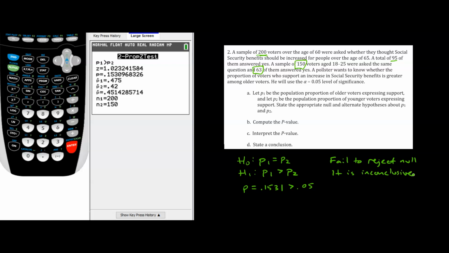And our conclusion would be that it is inconclusive whether the proportion of voters who support an increase in Social Security benefits is greater among older voters. So I'm just going to say it is inconclusive, but again, that stands for it is inconclusive whether or not the proportion of people that support this increase is going to be greater for the older group of people.